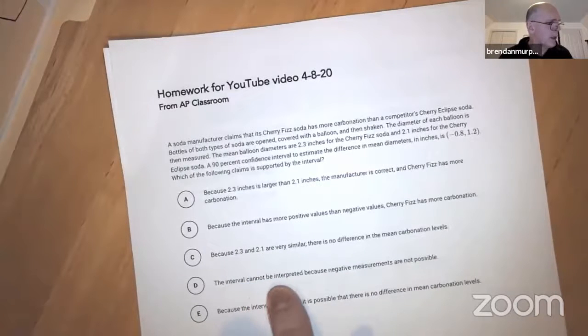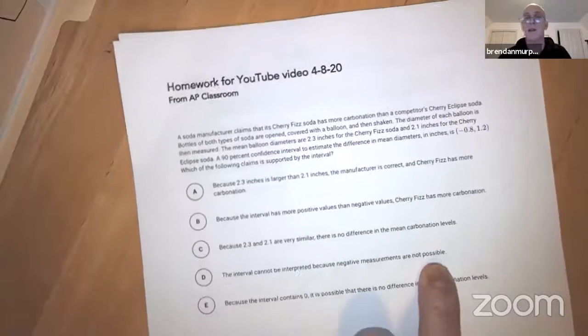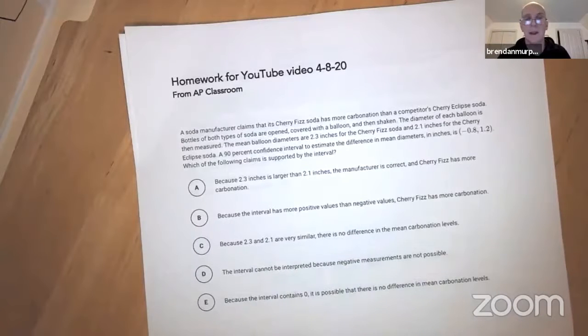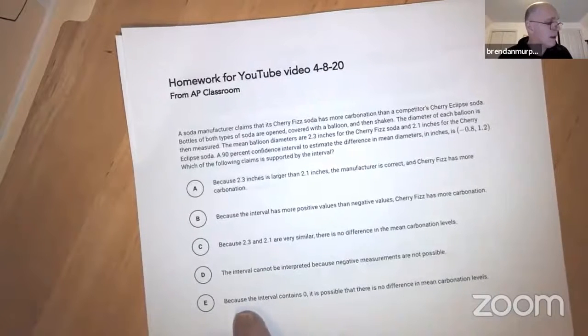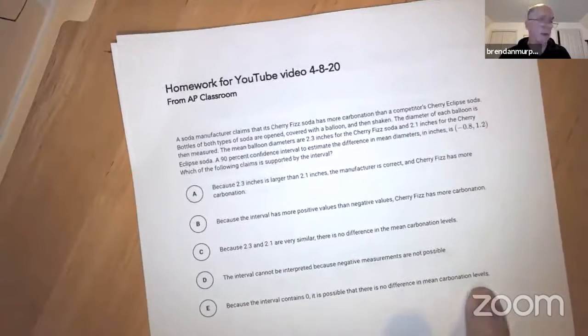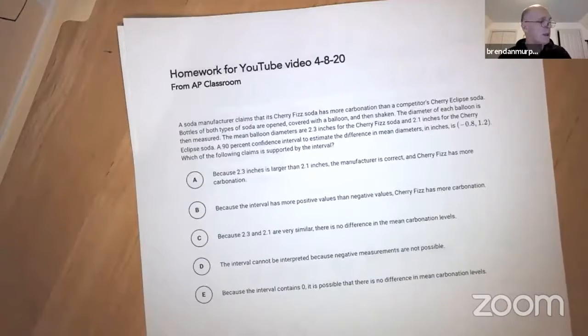The interval cannot be interpreted because negative measurements are not possible. That doesn't feel good either. It just depends upon how I'm subtracting. And so let's hope E makes sense, because A, B, C, D do not. E, because the interval contains 0, it is possible that there is no difference in the mean carbonation levels. And yeah, that's a great sort of one-sentence analysis of interpreting a two-sample confidence interval.